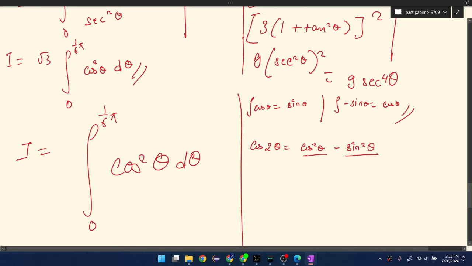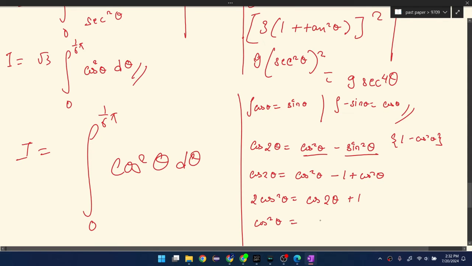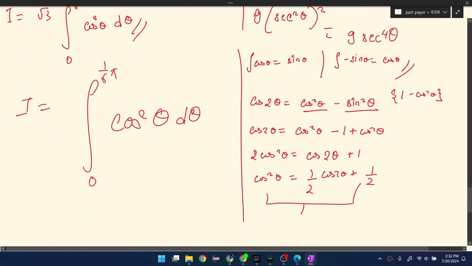We have cos² θ, we have sin² θ, and we also have a term of cos with no powers, cos 2θ. So if we substitute sin² θ with 1 minus cos² θ, we get cos 2θ is equal to cos² θ minus 1 plus cos² θ, and then 2 cos² θ is equal to cos 2θ plus 1. Then the value of cos² θ is (1/2) cos 2θ plus 1/2, and this exact value we will substitute here so that we can easily integrate this.